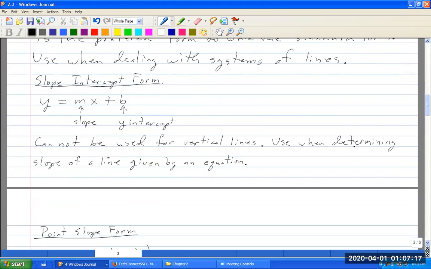Next, the slope-intercept form for the equation of a line. y equals mx plus b, where m is the slope of my line and b is the y coordinate of the y-intercept. This form cannot be used for vertical lines. Usually, we'll use this when determining the slope of a line given by an equation.